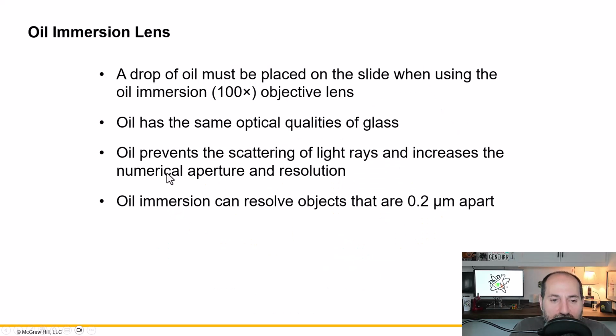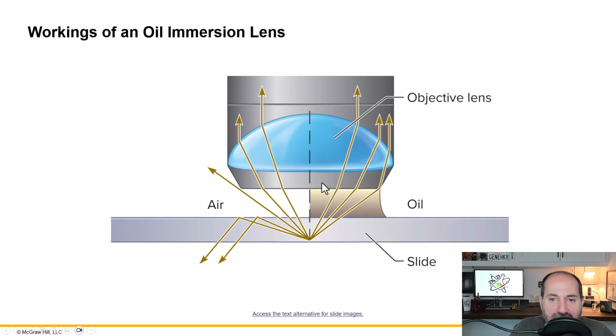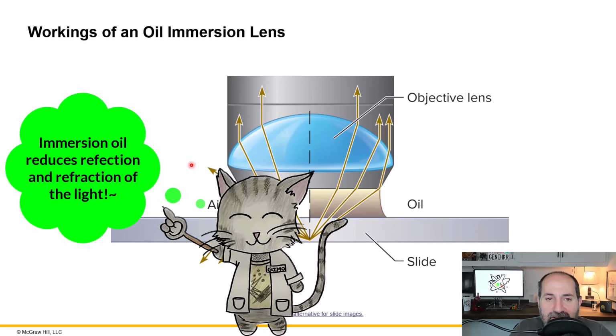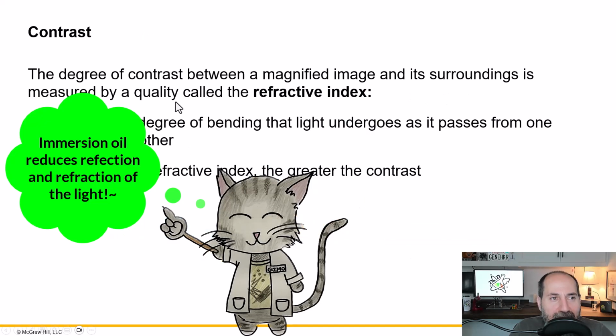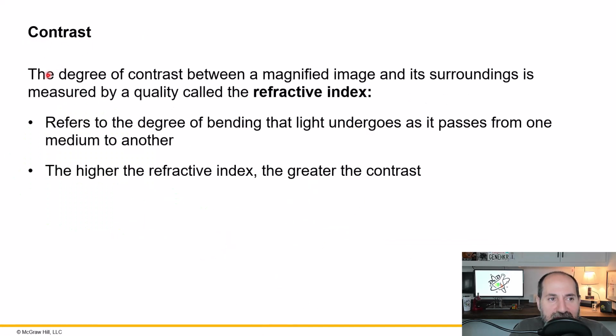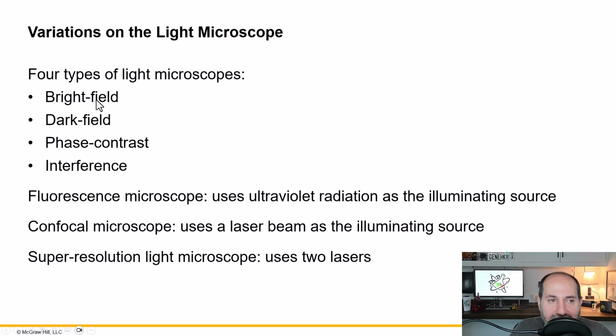And remember the oil immersion lens. What was the purpose of oil? You should know why we use oil. We use oil so we can collect more light into the objective by reducing reflection and refraction of the light. Again, contrast is the degree of contrast between a magnified image and its surroundings. Essentially, it's how much your specimen stands out against the background.